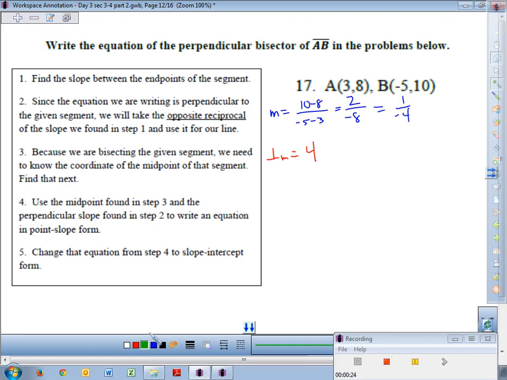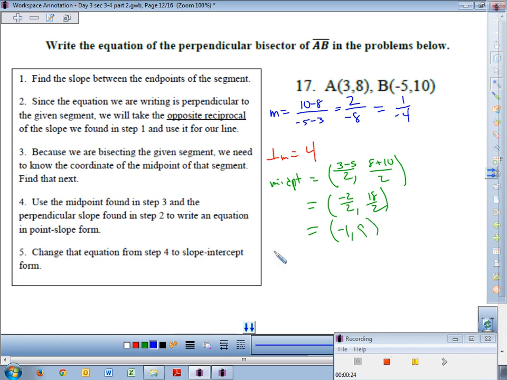But since this segment is going to get bisected, we need the midpoint. So I will find the midpoint of segment AB by adding my x's together and adding my y's together. And be real careful that you don't end up doing a slope formula here. That would be negative 2 over 2, and that would be 18 over 2. And then that's the same thing as (-1, 9).